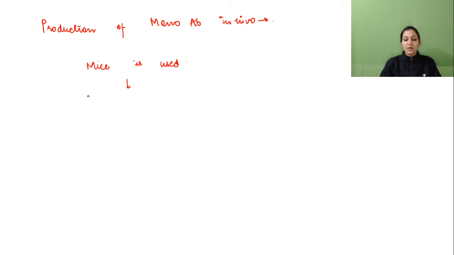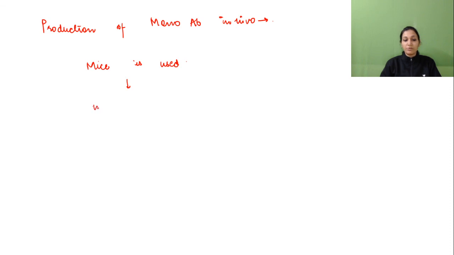So, production of monoclonal antibody in vivo. How will this occur? In this procedure, mice or rats are used. The immune system of the animal is suppressed 1 to 2 weeks before the injection of hybridoma cells is done.